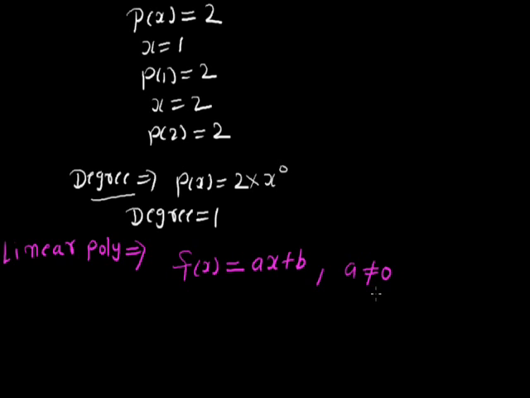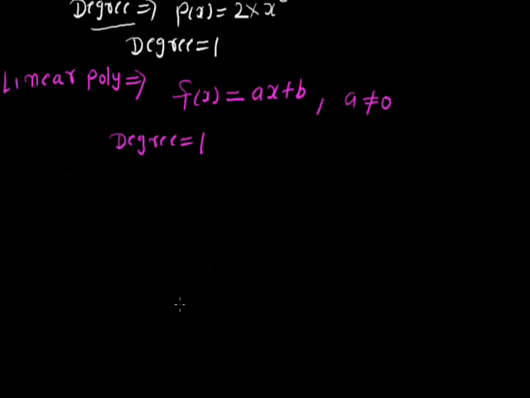Because what will happen if a becomes 0? If a becomes 0, then the first term of this expression will become 0, and only what remains? f of x is equal to b, which is not a linear polynomial. It will become a constant polynomial. So this is the first and foremost condition which we have to apply, that a should not be equal to 0. This is the general expression for the linear polynomial which has degree 1. Here if we observe, the exponent of the highest power of x is equal to 1, so the degree of this linear polynomial is 1.